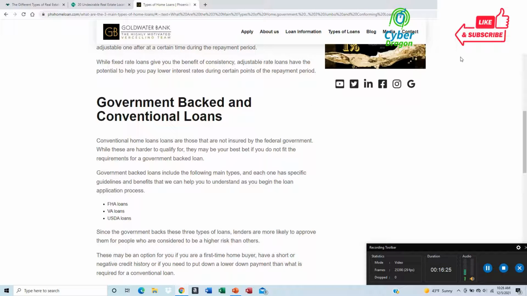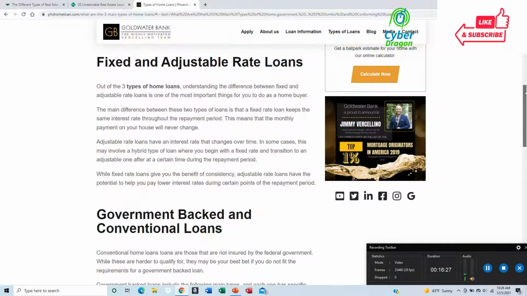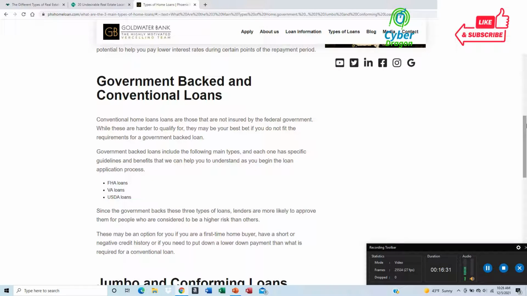Alright, let's go with government-backed conventional loans. What they are: Federal Housing Administration and USDA loans. They'll tell you how much you qualify for, and your interest can range from 3% to 5%. Right now, the interest rate is like 4.3, so it depends on what type of loan you get. It may be an option for a first-time homebuyer with a short or negative credit report, or if you need a lower down payment. That's good for conventional loans.